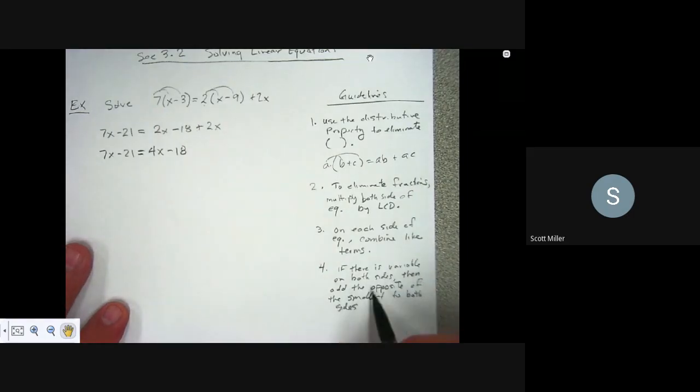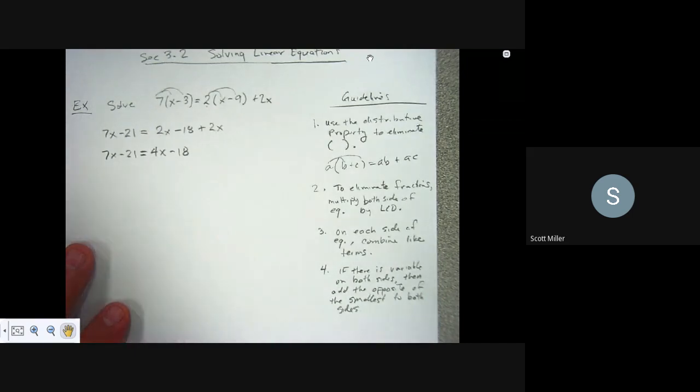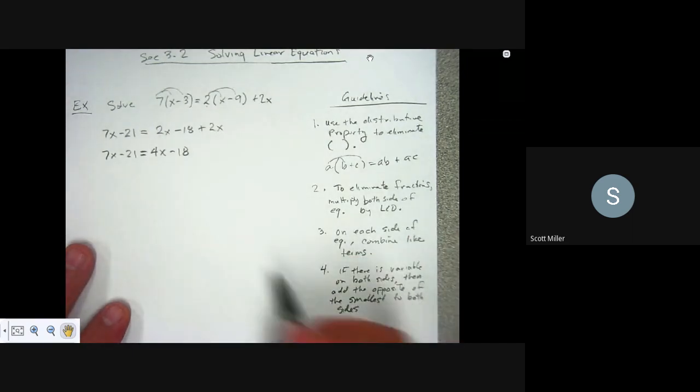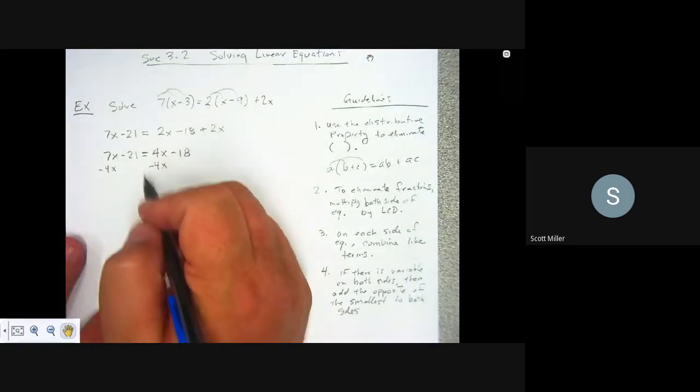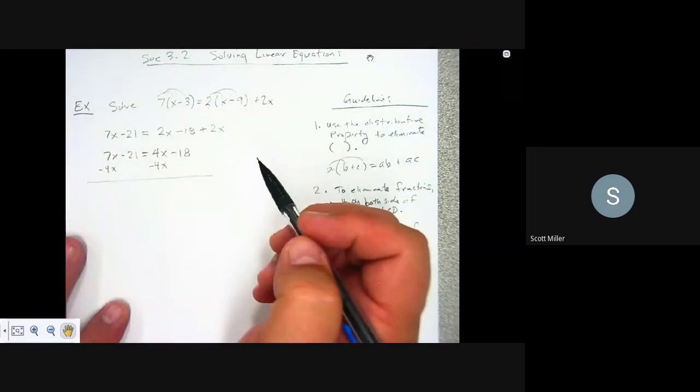Now, here I say to add the opposite of the smallest to both sides. Could I add the largest to both sides? And the answer is yes. But by doing so, you're bringing in an extra step later on. If you get in the habit of moving the smallest one, you then will avoid that extra step later, for the most part. So the smallest one here is 4x. So the opposite of positive 4x is negative 4x. I'm going to add a negative 4x to both sides. You can also say you're going to subtract 4x, but I like to do it adding the opposite. It allows me to be more consistent.